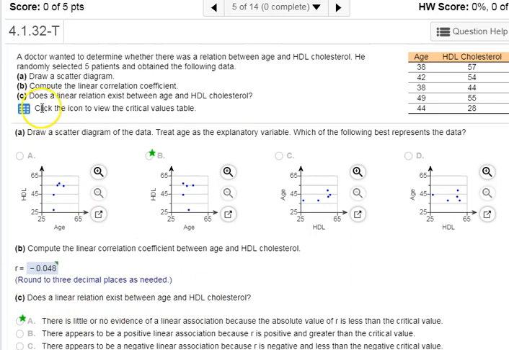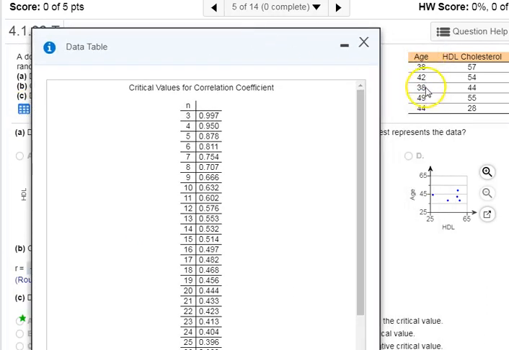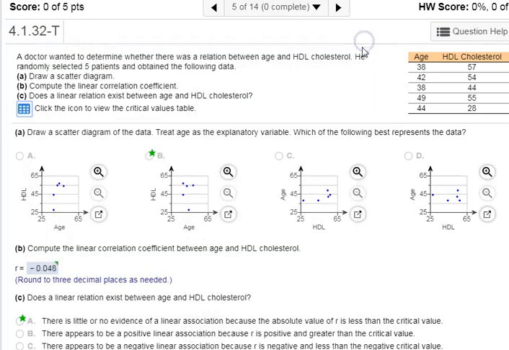Well, here's a table of critical values. Based off of our sample size, there are 5 pairs of data in our sample. We would want a correlation coefficient to be at least this value or higher. Since 0.04 is quite a bit below that, it doesn't meet the threshold, so there's little or no evidence of a linear association between these variables.